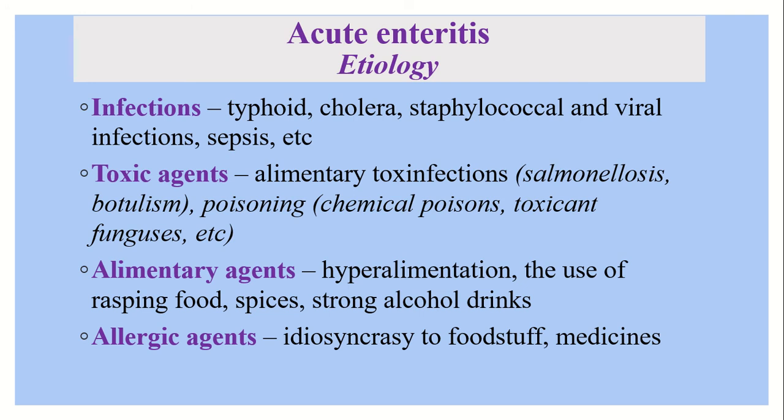First, infections such as typhoid and cholera. About enteritis, we'll discuss in detail during the infectious diseases. For example, in cholera we'll discuss cholera enteritis, and then during typhoid, also during sepsis. Second, toxic agents, the alimentary toxic infections such as salmonellosis, botulism, poisoning. Third, alimentary agents: hyperalimentation, the use of rasping food, spices, strong alcohol drinks. Fourth, allergic agents: idiosyncrasy to foodstuff, medicines.